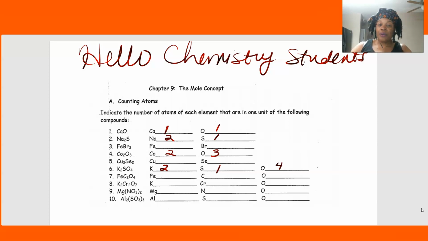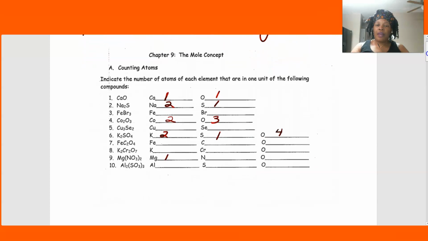Now, here's another little catch though. When you get to problems like number 9 and number 10, you're still going to use those subscripts, but you also need to be aware of what's on the outside of those parentheses. So if you see parentheses present, you're going to do what? Use them and multiply them. So let's look at magnesium for number 9. You've got 1 magnesium, but when you look at your nitrate, let me go ahead and zoom in to show you what you're going to do with this part, okay?